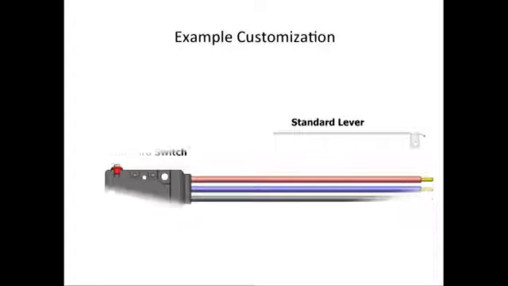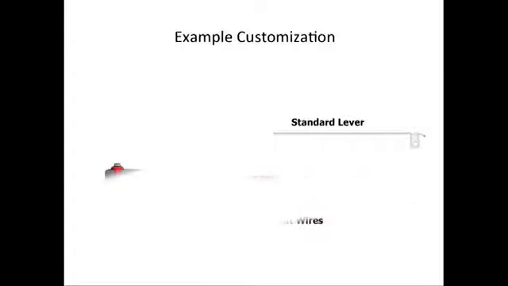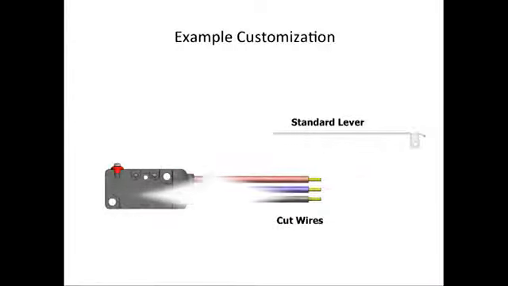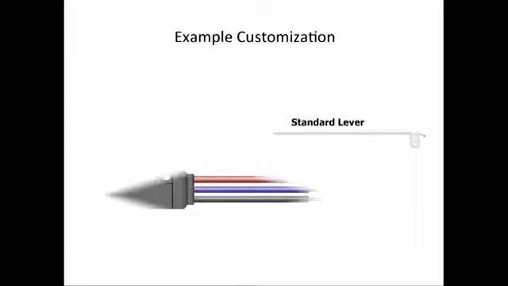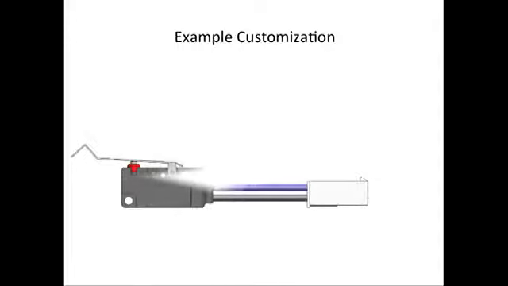Here's an example of what Omron can do. Take a standard switch and customize it to your needs. We'll take a standard switch and cut the wires to length. We'll take the lever, we'll cut and bend it, and then we'll add terminals and connectors to the switch to make a switch tailored to your needs.